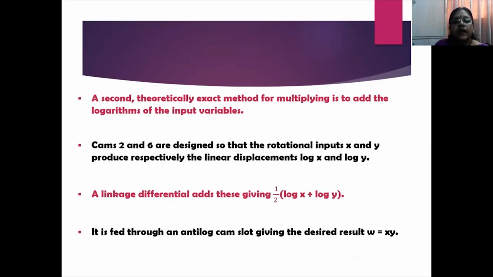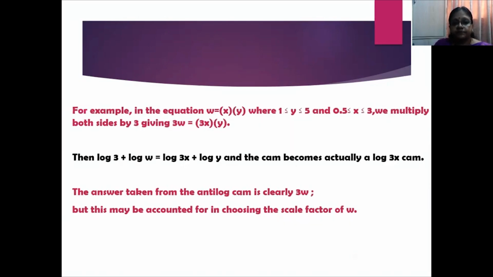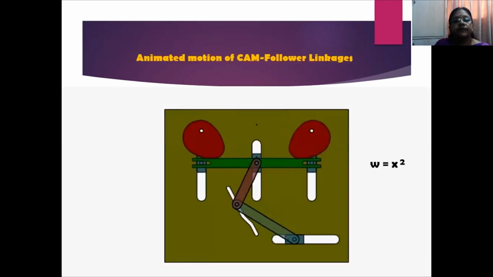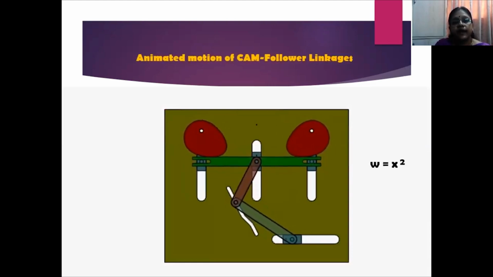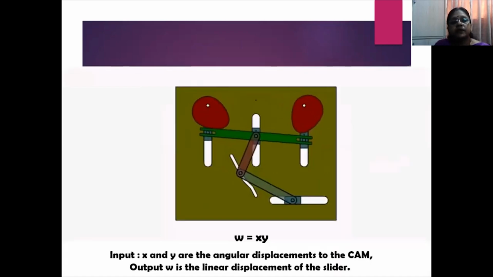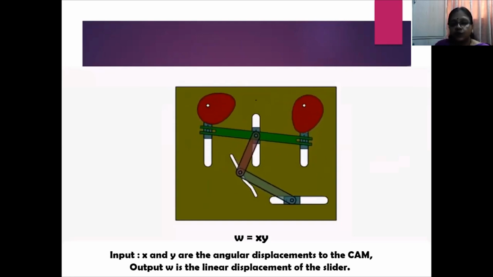You can see this pictorially in this particular mechanism. See, both the cams are having the same motion, X and X, and then you can see they are different here. X, Y are different here. And you can see the sliders having a motion of X into Y.